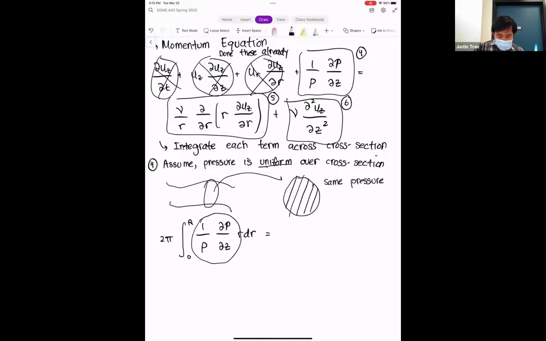And what does pi big R squared look like? Assuming our blood vessel is circular, pi R squared is just the area. If we plug that in, the integral becomes simply A divided by rho, partial P, partial Z. So this is the result of integral 4.